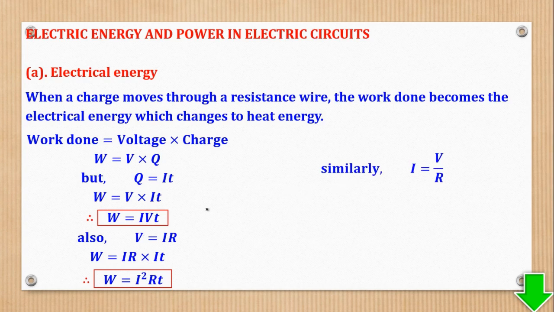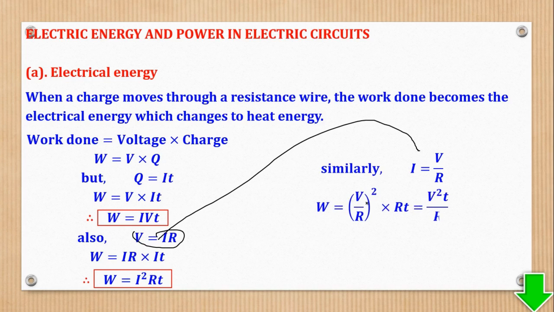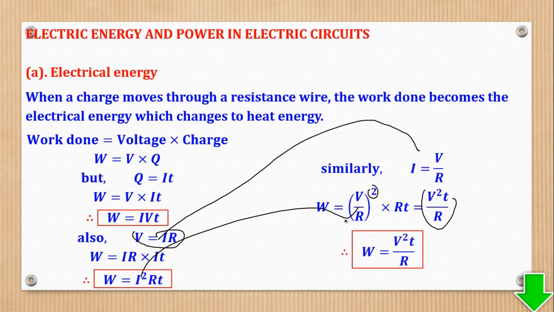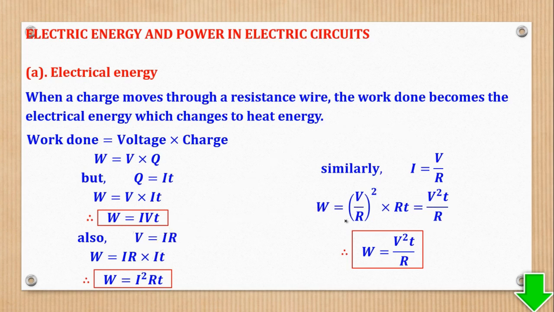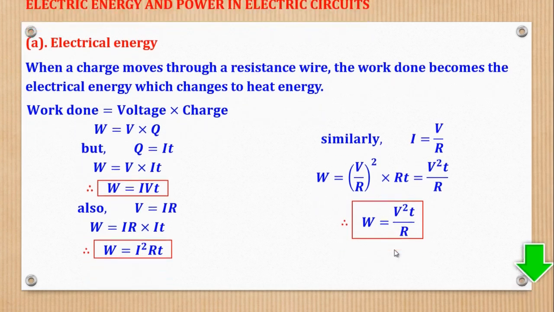Then similarly, if I want to eliminate I, remember that when I make I the subject, it will be V over R. Therefore, I substitute for I here. It is squared, so that's why I put it squared here. And I will end up with V squared T over R. So that gives the third expression. So those are the 3 expressions for electrical energy in electrical circuits. The first one is IVT, another one is I squared RT, another one is V squared T over R.